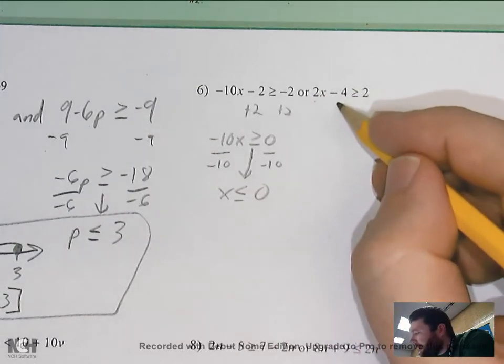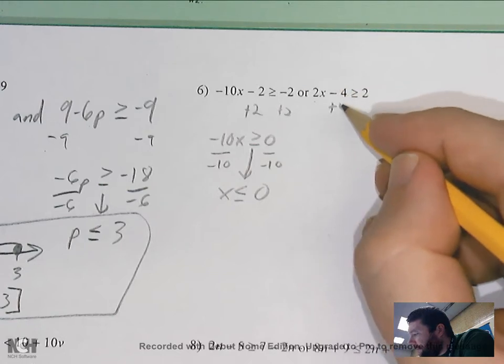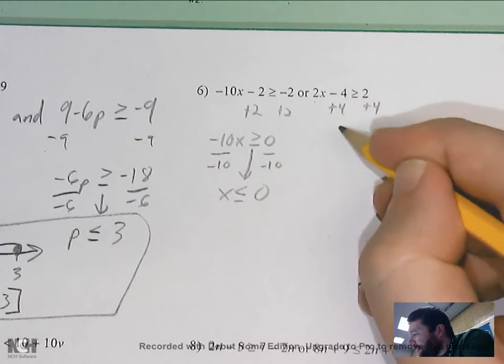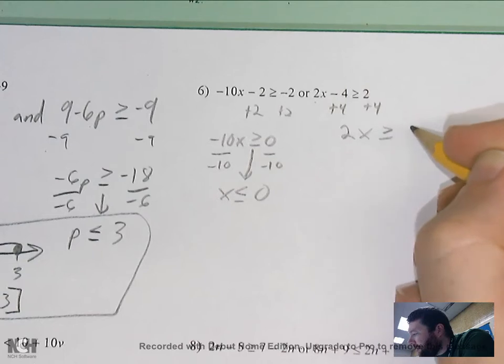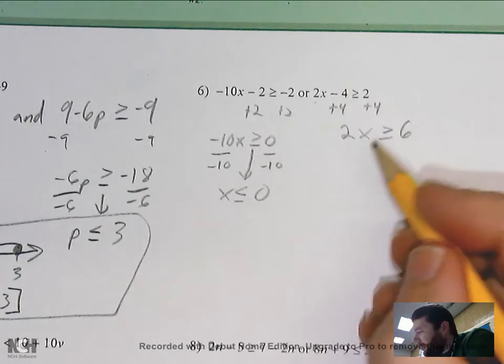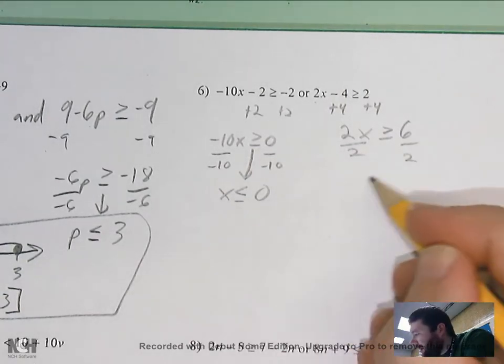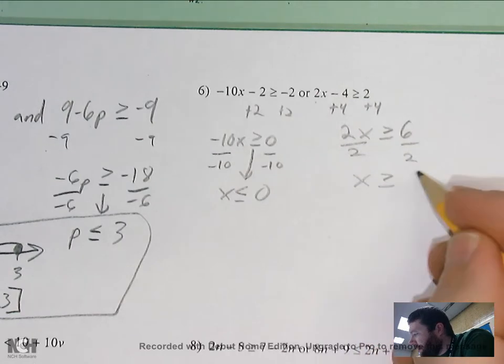Again, we're going to move the 4 first, so we'd add 4 to each side. Gives you 2x is greater than or equal to 6. And then divide by 2. And x is greater than or equal to 3.